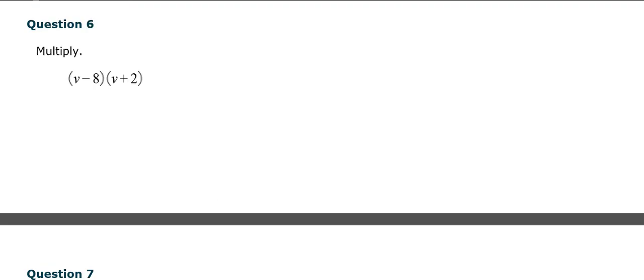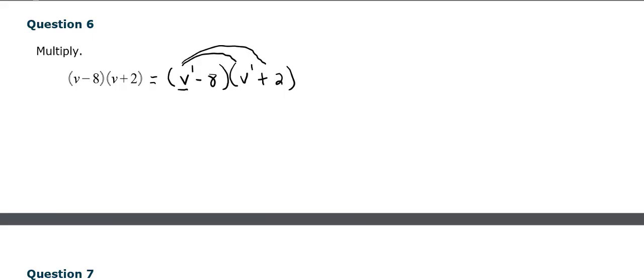Multiply the quantity v minus 8 times the quantity v plus 2. So I'm going to rewrite this as v to the first, you don't have to do this, minus 8 times v to the first plus 2. Now we use the distributive property here as well. So anytime we're multiplying two or more terms times one another, we'll start with the first term and multiply it times all the terms in the second group.